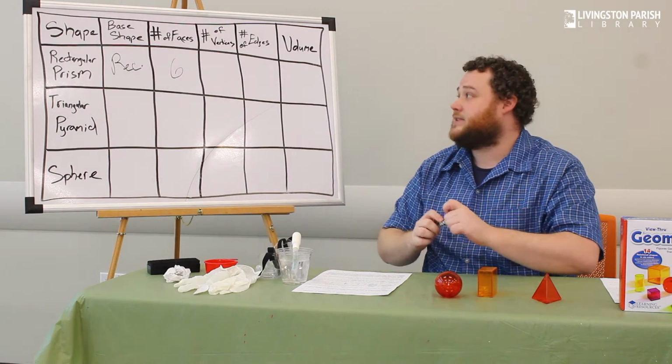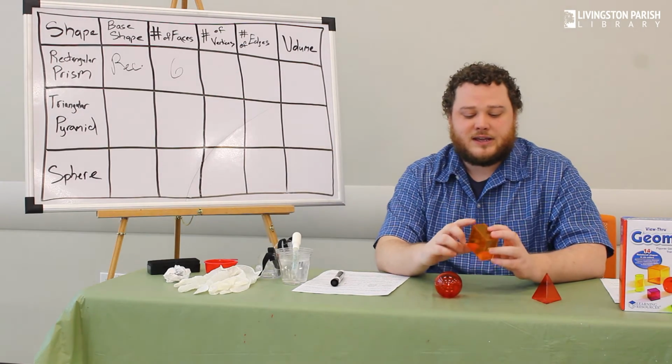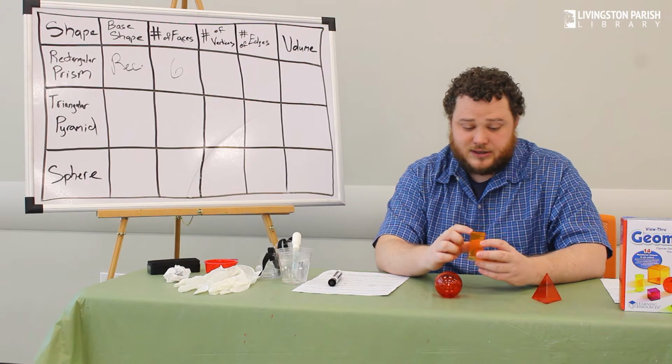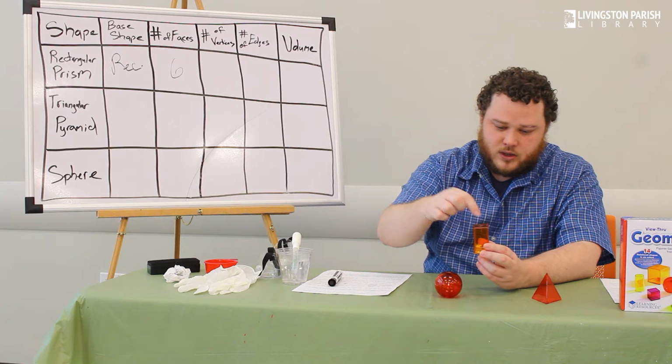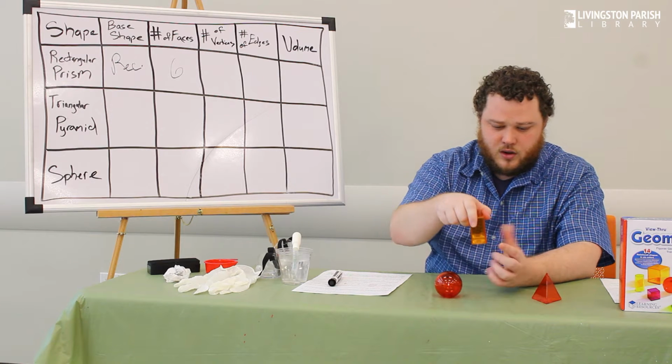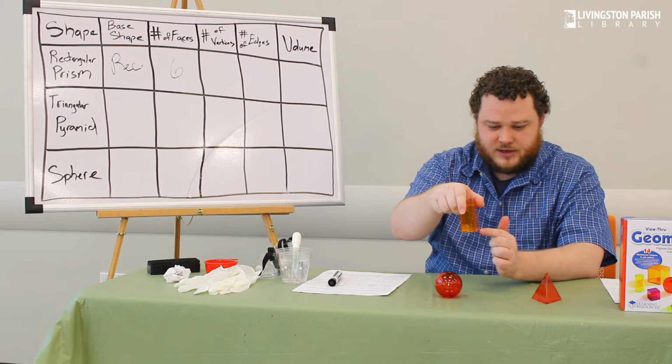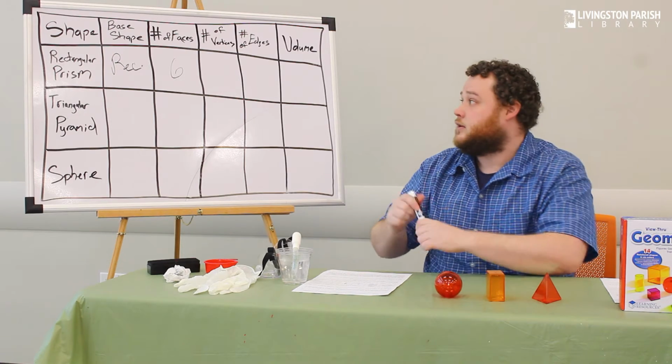But how many vertices does it have? Remember, a vertex is where 2 or more lines intersect, or 2 or more sides intersect. So let's count our vertices. 1, 2, 3, 4, 5, 6, 7, 8. There are 8 vertices.